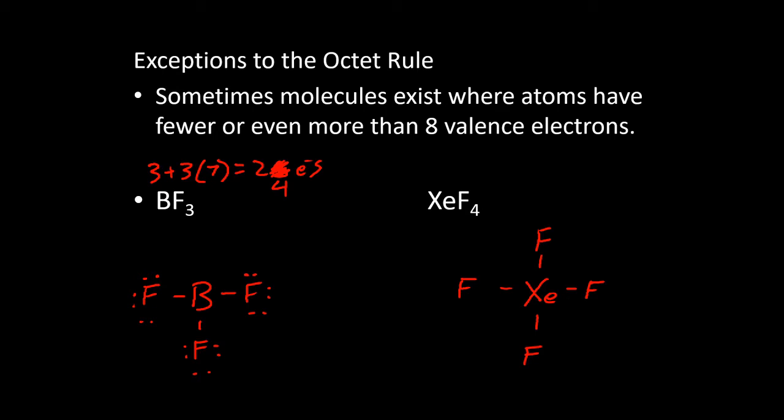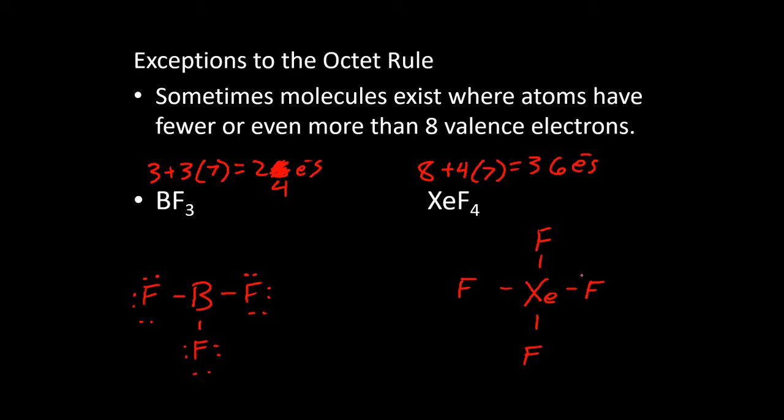It actually already has 8 just from the fluorines. But if we look at the total number of valence electrons, xenon is going to have 8 valence electrons. It's a noble gas, so it has a full octet. And then we're going to have 4 times 7 from the fluorines, so that's 28 plus 8, which gives us 36 electrons for the whole thing.